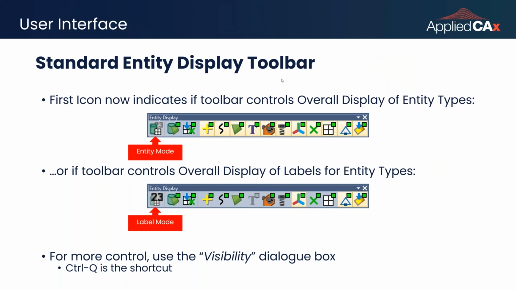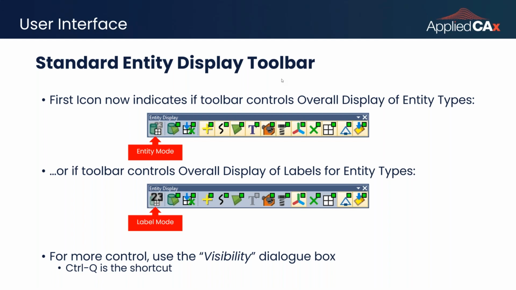As for the user interface, this seemed kind of small, but I thought it was really nice: the entity display toolbar. This has been around forever, but they've added an update here where you can switch modes back and forth, whether you want to display the entity or display labels on that entity. This was previously something that you had to go into the visibility dialog box to control, which is still useful and gives you a lot more granularity in the control. But the entity display toolbar is nice because you don't have to open it and close it. It's always there.